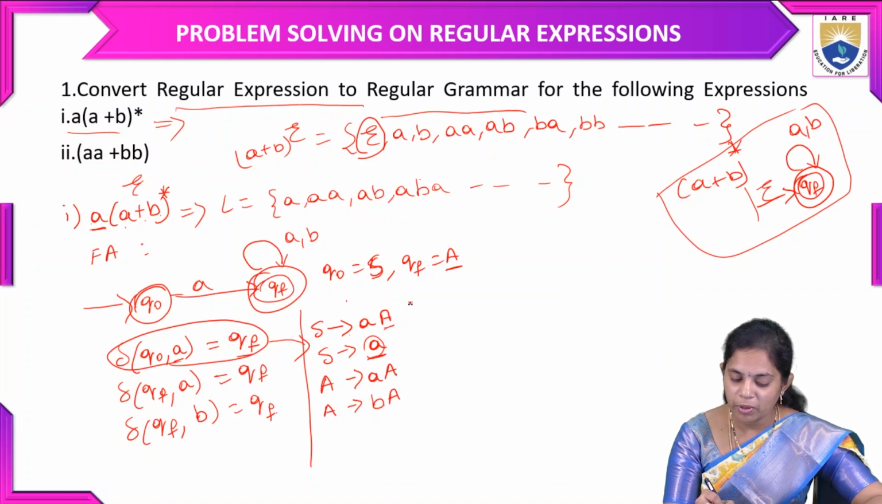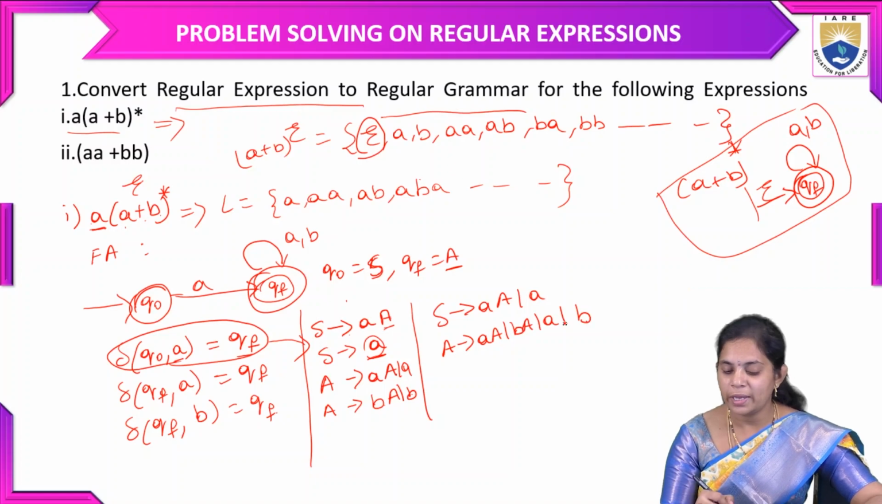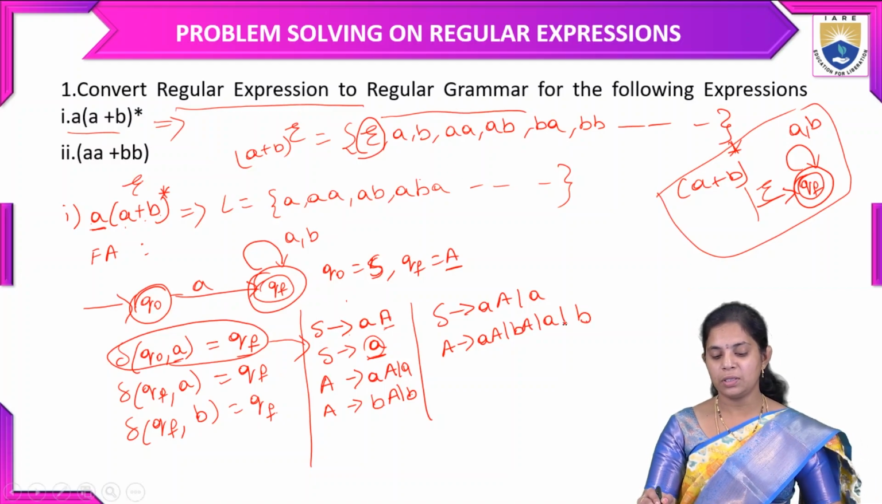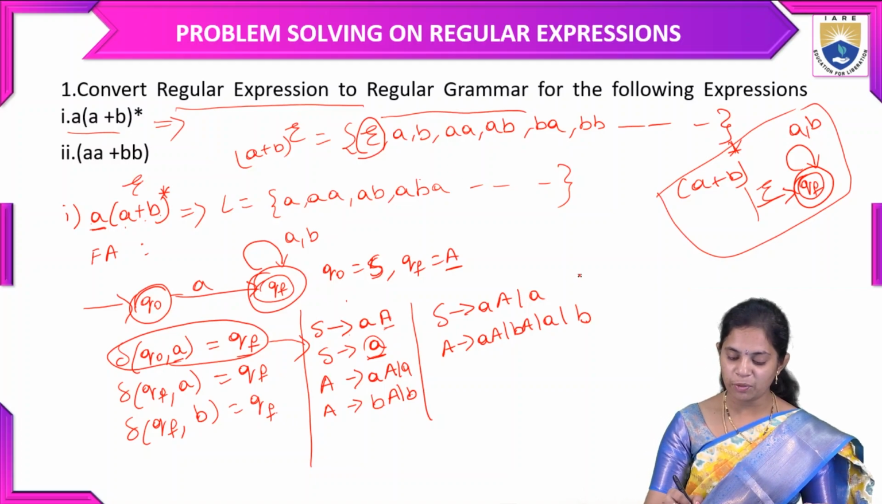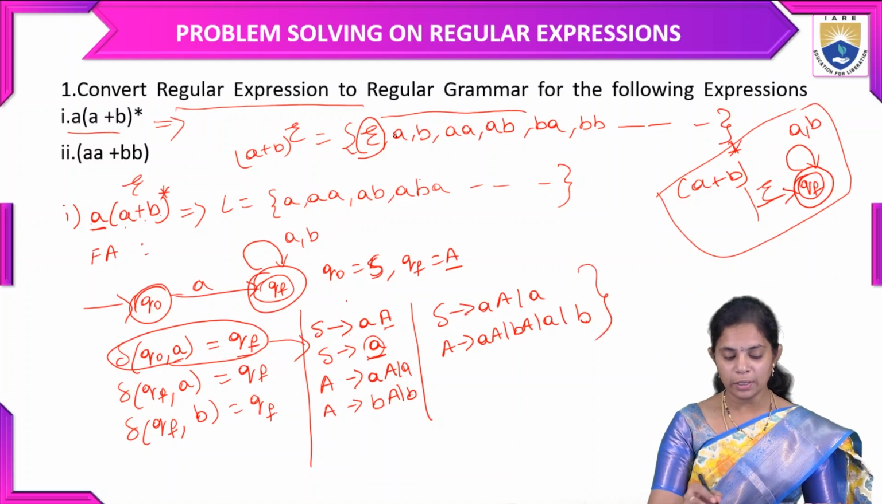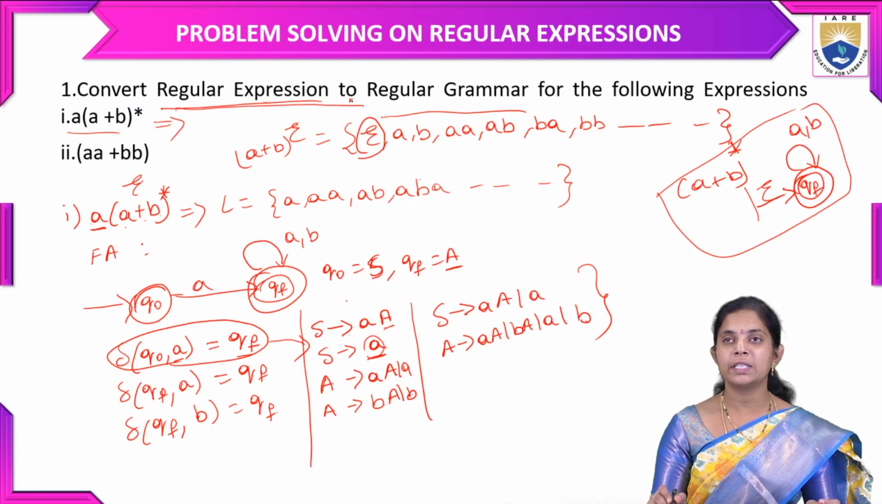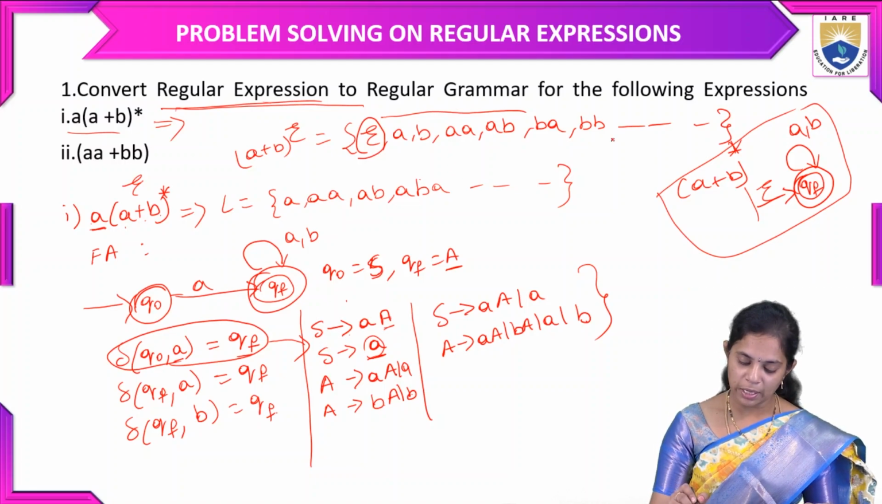So let me write the same thing. S tends to aA, and a also. And here A tends to aA, bA, and a comma b also we need to write. So like this we need to write the transitions. So here we need to write the grammar for this one. So here is how we have converted the regular expression to the regular grammar.